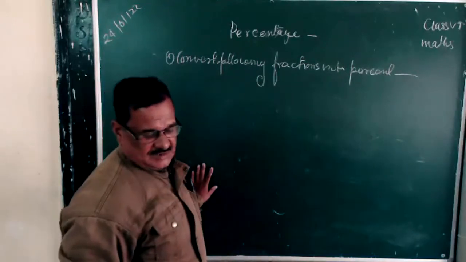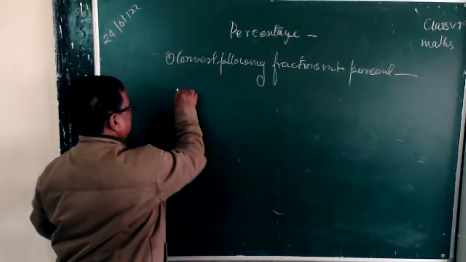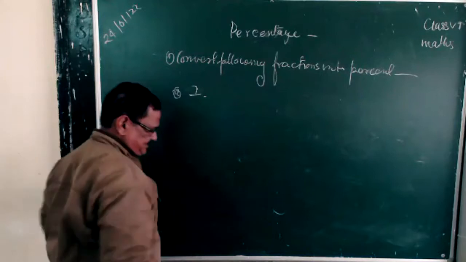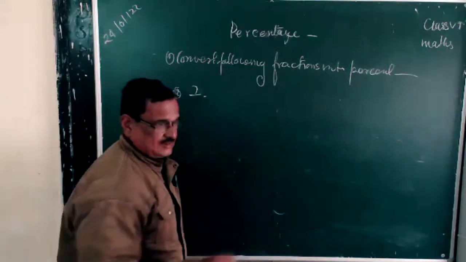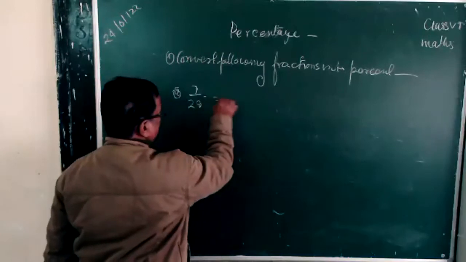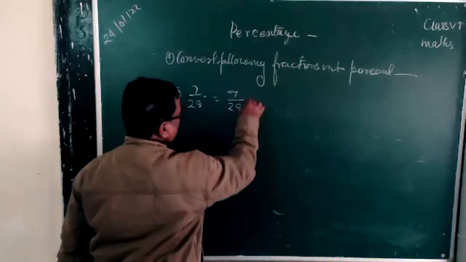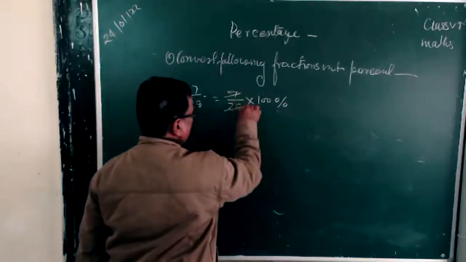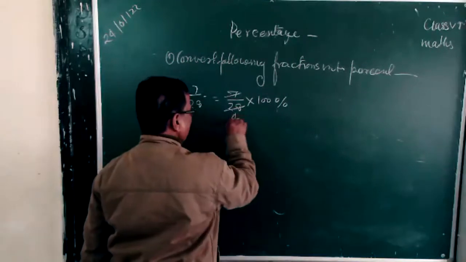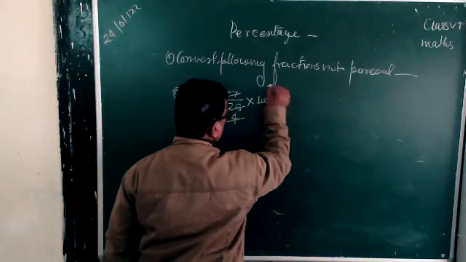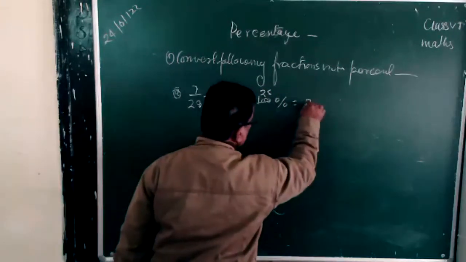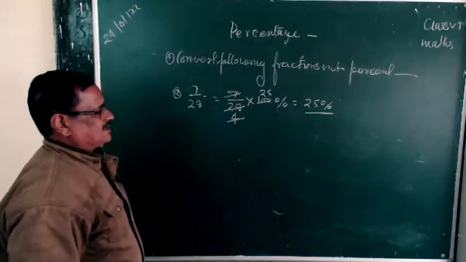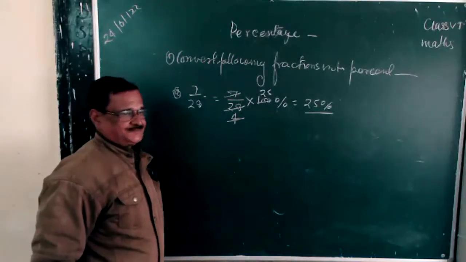First, given 7 by 28. A, given 7 by 28, is equal to 7 by 28 into 100%, or simply 100. 7 cut 28, 4 times, 4 cut 100, 25 times, that is 25%. So 7 by 28 converted into percentage is equal to 25%.